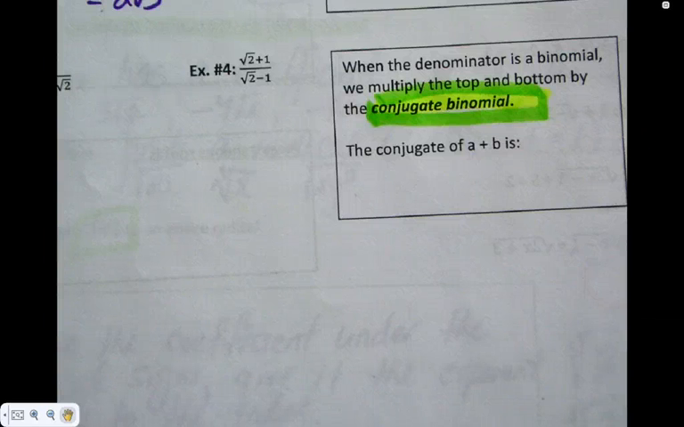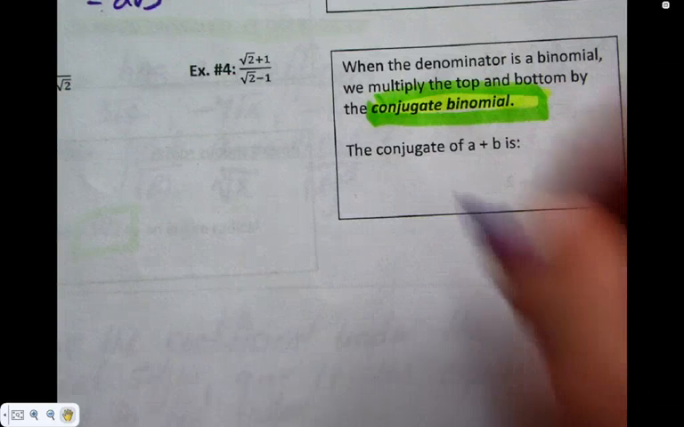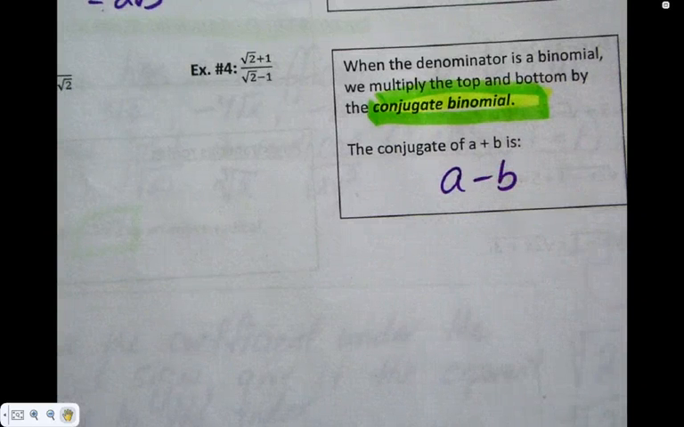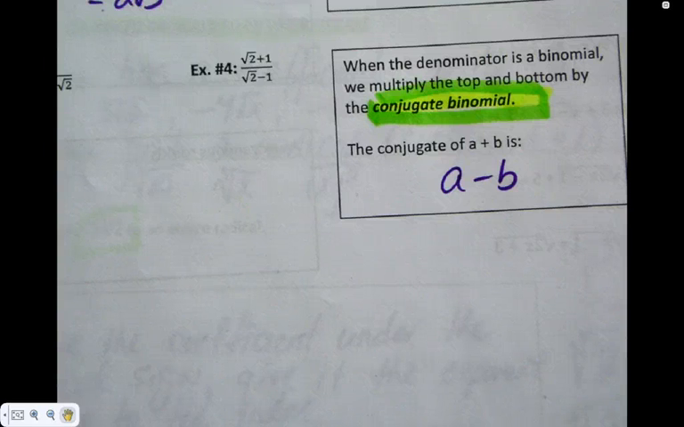The conjugate binomial is the exact same binomial, we just change the sign in the middle, and I'll tell you why in a second. We take whatever's on the bottom, we take the exact same numbers, we just change the sign in the middle. So for example, the conjugate of a plus b would be a minus b. We take the exact same terms, we change the sign in the middle. I'm going to repeat that in case you need that definition in words. Exact same terms, change the sign in the middle. And I'll show you in a second why we pick that. It's called the conjugate binomial. It'll come back over and over and haunt you in your dreams.